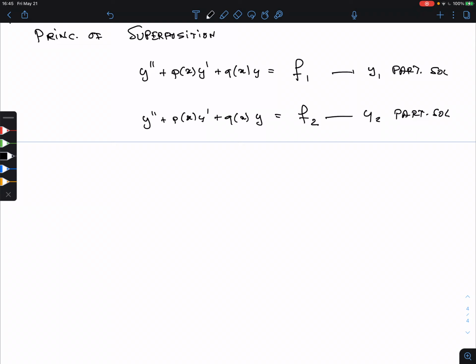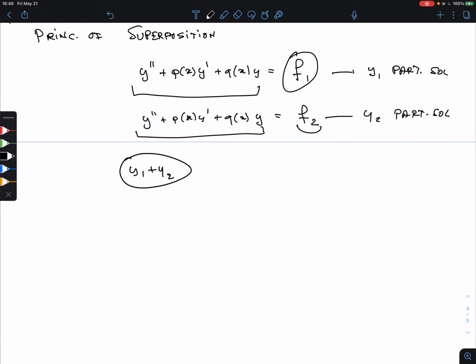Now let's think about what happens. If I put y1 in this expression, I get f1. If I put y2 in this expression, I get f2. What happens if I put y1 plus y2 in the same expression? Because this is what linear means, the sum breaks up into a part with y1 and a part with y2. The same thing happens with derivatives: if I take the derivative of y1 and y2, I get y1 prime and y2 prime, and the same for the double derivative.